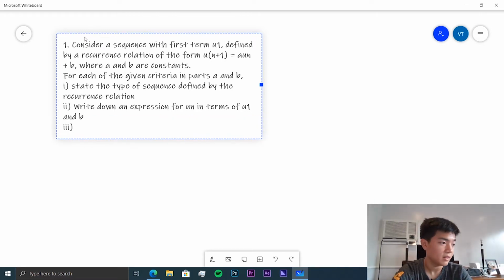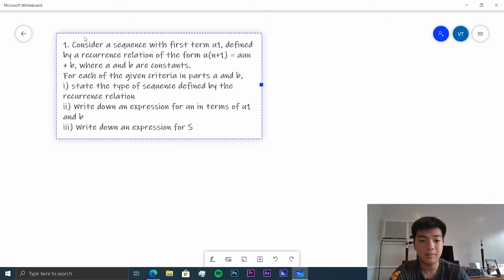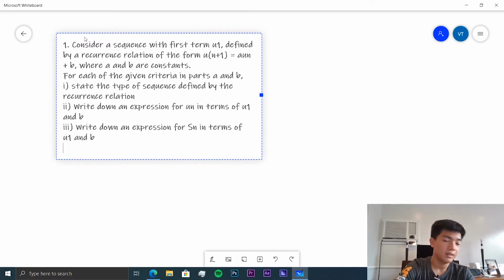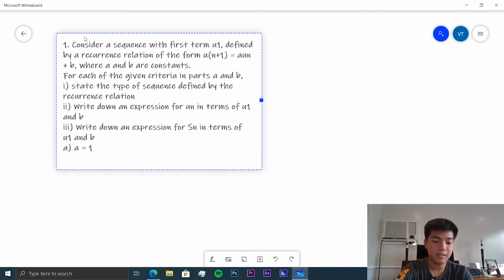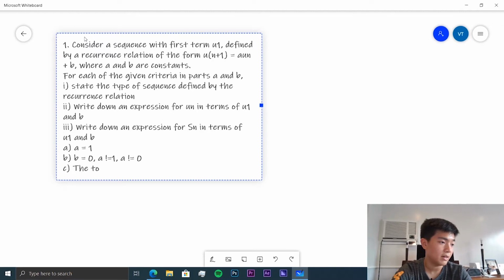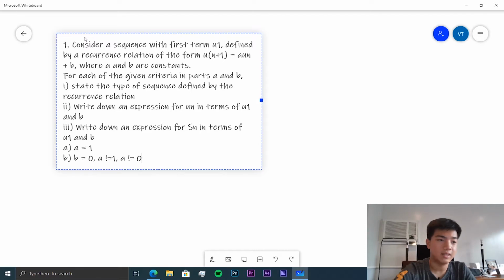And third, write down an expression for the sum of the first n terms in terms of u1 and b. So the first case is a is equal to 1, the second case is b is equal to 0 and a is not equal to 1 and a is not equal to 0. Then the Towers of Hanoi. Let's solve this part first and then we'll move on to the later parts.